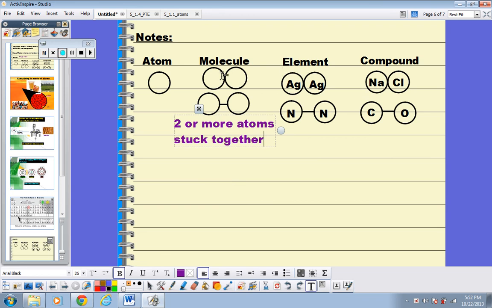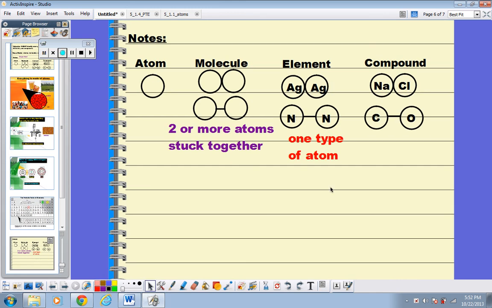Elements are, like we said before, the types of atoms. Anything that's just made of one type of atom is an element. So you can see that in my examples, we have Ag and Ag stuck together. Those are the same, so that's an element, one type of atom. And in the second example, we have N and N, so those are the same. They're one type of atom, they are elements.